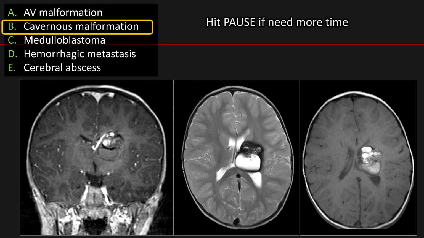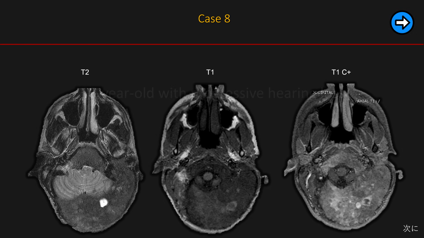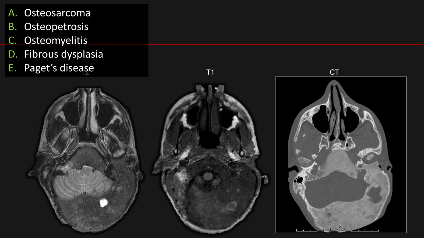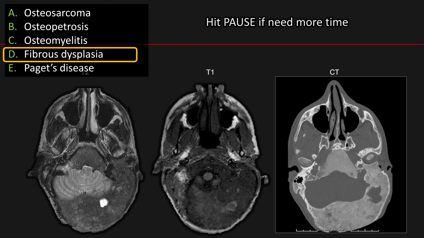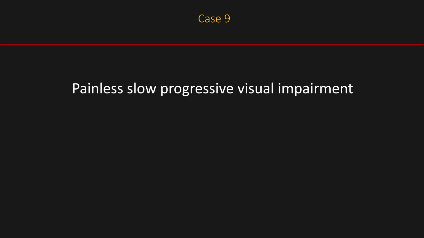Case 7. Cavernous malformation. Case 8. MRI. CT. This is fibrous dysplasia.